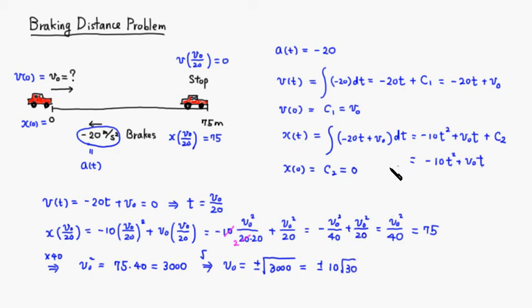But in this case, we know that the velocity is going to be positive, so what we are looking for is 10 times the square root of 30 meters per second. That's the velocity, how fast the car was traveling when they first applied the brakes. That's it. I hope that this was clear.